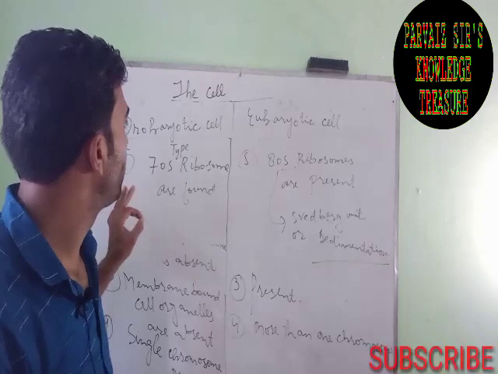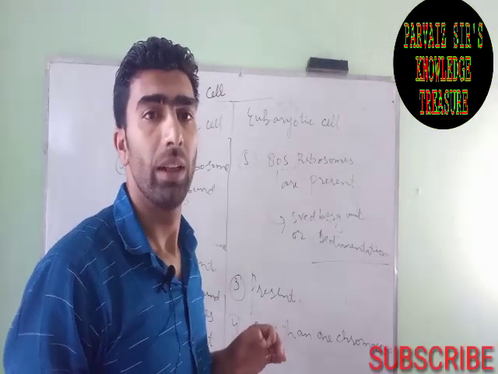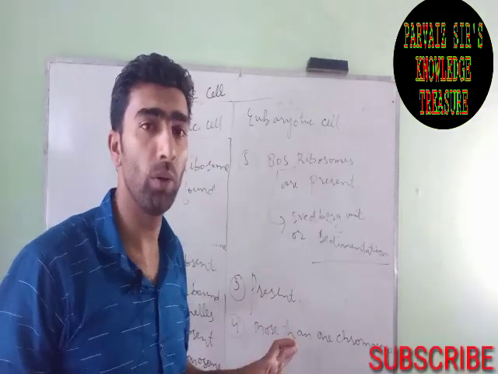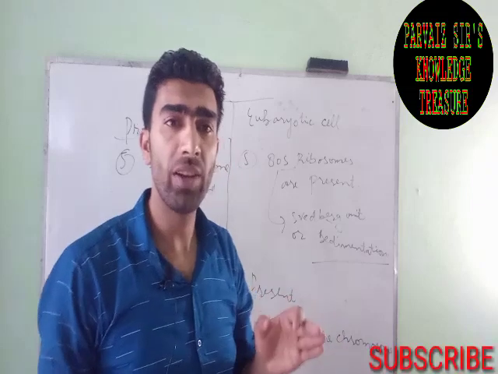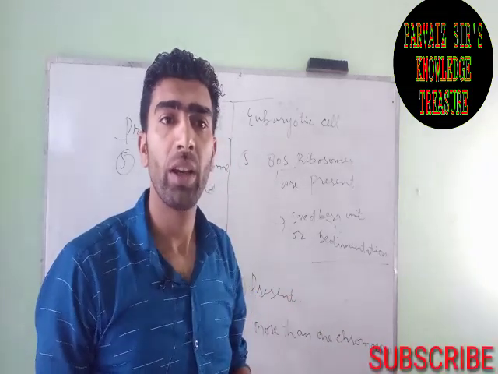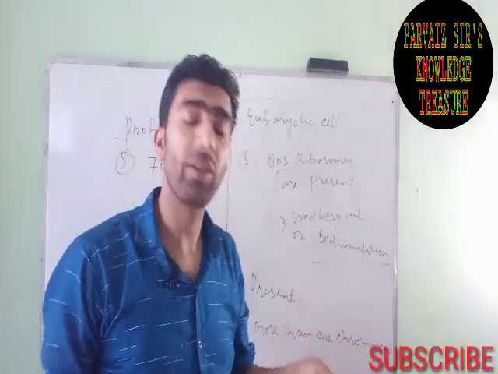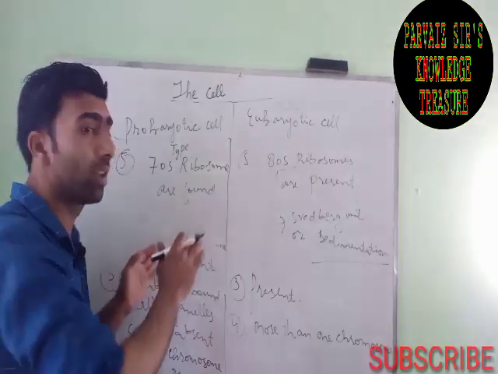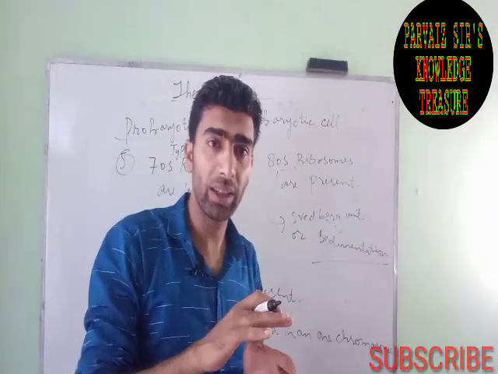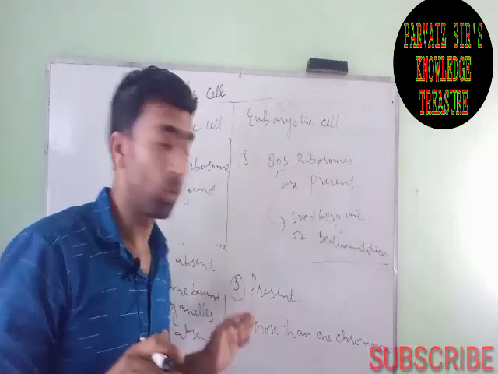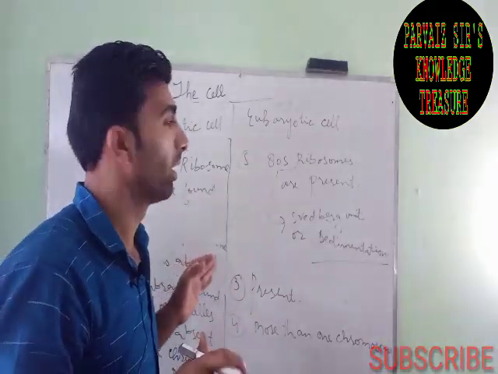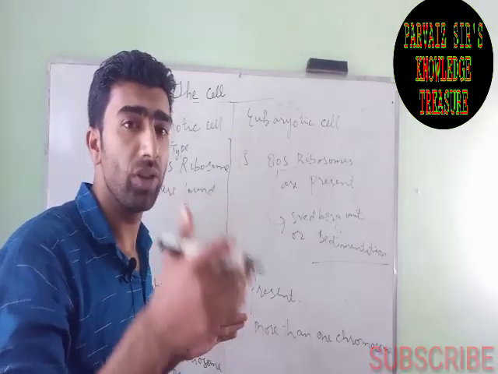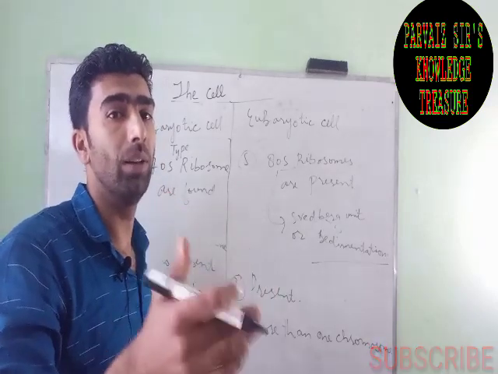The examples of prokaryotic cells are bacteria and mycoplasma, whereas eukaryotic cells are found in protozoa, algae, fungi, plants, and animals. These are the examples of prokaryotic and eukaryotic cells. Bacterial cells are prokaryotic in nature, and mycoplasma is also prokaryotic, while examples of eukaryotic cells are protozoa, fungi, plants, and animal cells.